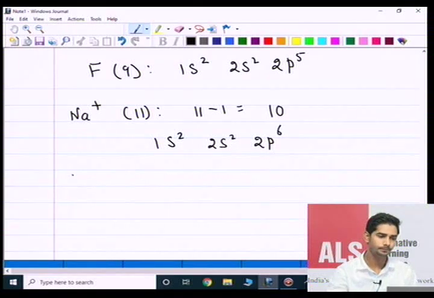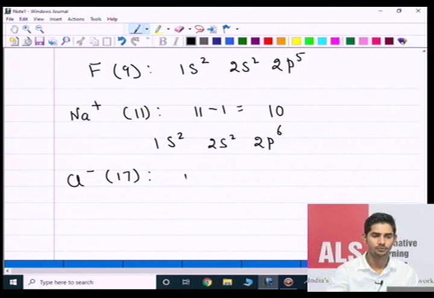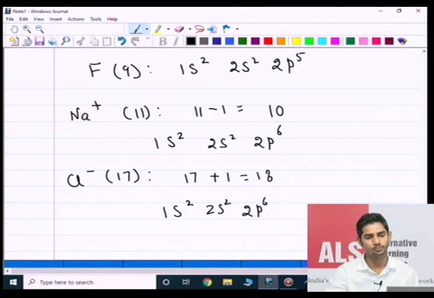Clear? Let's talk about Cl minus. Chlorine is 17. So minus means gain of 1 electron. So 17 plus 1 is 18. So we have to fill 18 electrons. So it will be 1s2, 2s2, 2p6, 3s2, 3p6. Okay, is it clear to everyone?